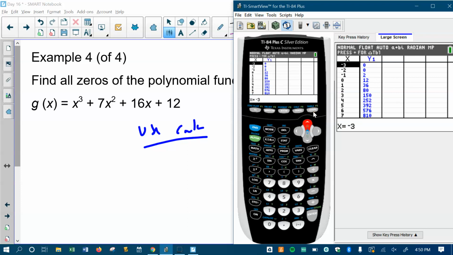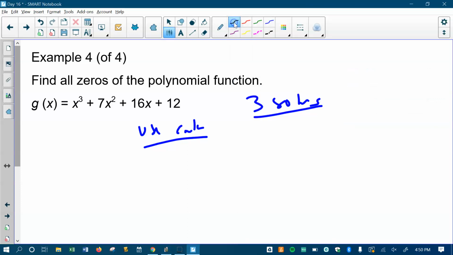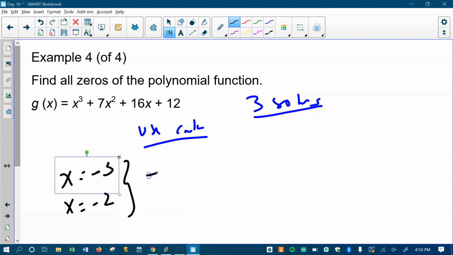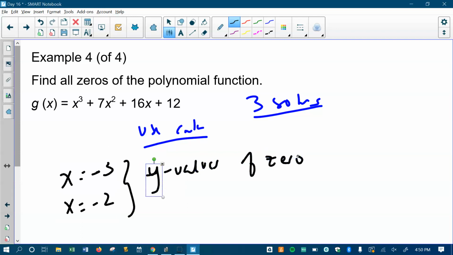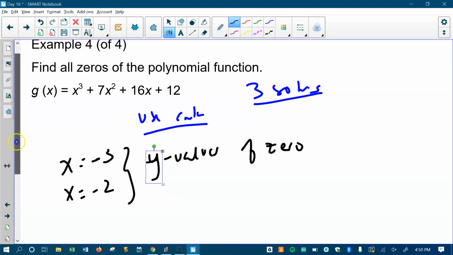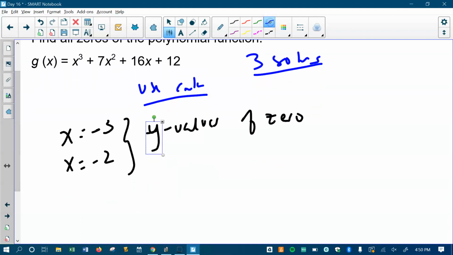Holy moly guacamole. Now I see a couple solutions here. I see -3 and -2. So let's see here. I see x equals -3 and x equals -2. Those both had y values of 0, which means that these are the solutions. But I'm supposed to have one more because I'm supposed to have 3. 1, 2, what's the third one?